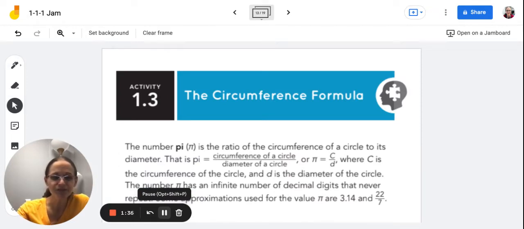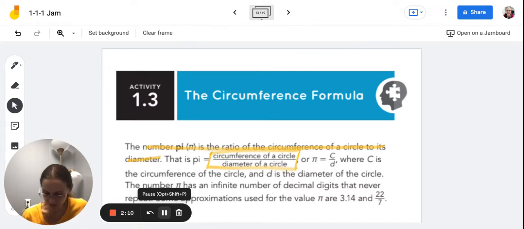Yesterday, you used a piece of string to measure the distance around the outside of a circle. And we talked about how the distance around the outside of a circle is called its circumference. Today, we're going to add a new vocabulary word, and that word is pi. Pi actually represents a number. So the number pi is the ratio of the circumference of a circle to its diameter. And it turns out that number is the same for every single circle. Here's how you could represent pi using an equation. It's the circumference over the diameter.